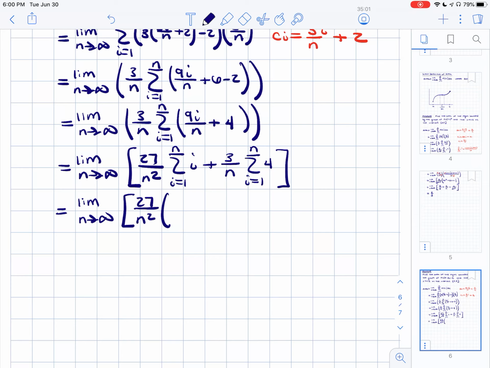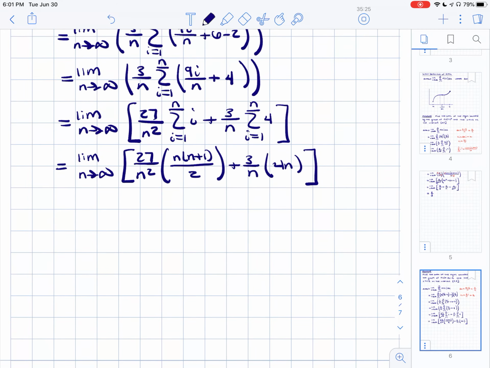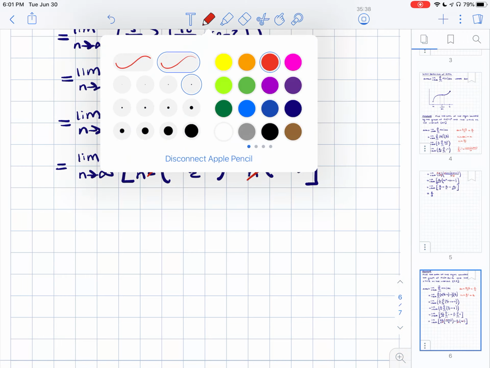All right, now again, remembering those special sums that we saw in the previous video. The sum from i equals 1 to n of i is always equal to n times n plus 1 all over 2. And the sum from i equals 1 to n of a constant is always just equal to that constant times n. So in this case, 4 times n. All right, so in this first one right here, we have an n on top and an n squared on the bottom, so we can cancel one of those n's out. And then in our second term, we can also cancel that n out.